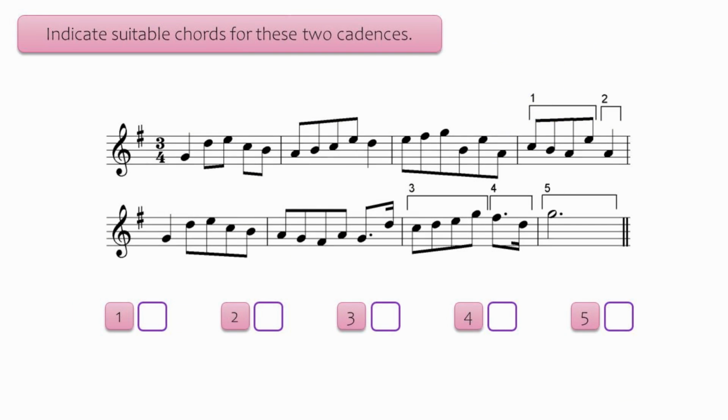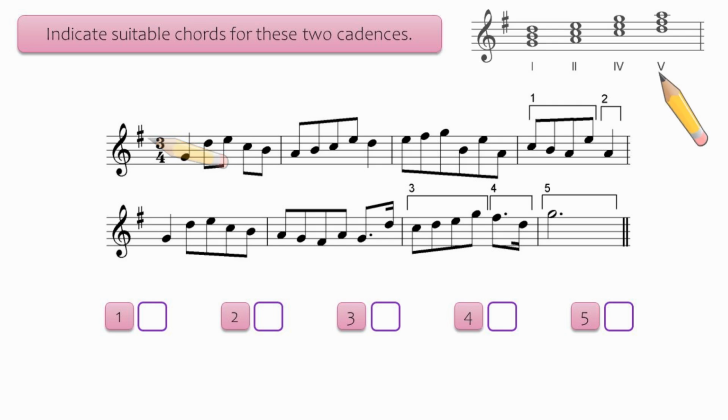In a second type of question, you're asked to suggest chords to fit two cadences in a melody. Usually, one of the progressions also includes a pre-cadence chord. First, check the key signature so that you know what key the music's in. These questions will only be in major keys, so this one is G major.